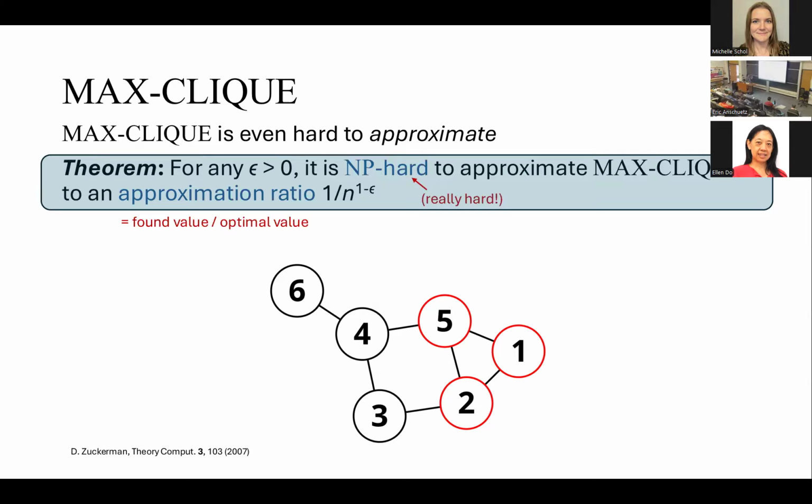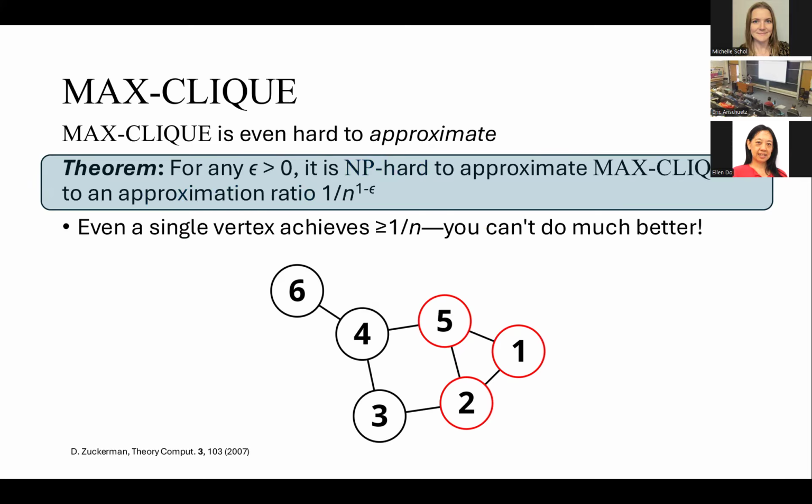The reason this is very disheartening is that the size of the largest possible clique is just n. If you have an n-vertex graph, the maximum size of a clique is n. And you can come up with a really dumb algorithm which just outputs a single vertex, and already we've achieved an approximation ratio of 1 over n. So 1 over n is really easy, but 1 over n to the 0.9999 is really, really hard. It's kind of sad that we can't do better than the trivial algorithm. I mean, up to log factors, you can't do better than the trivial algorithm.